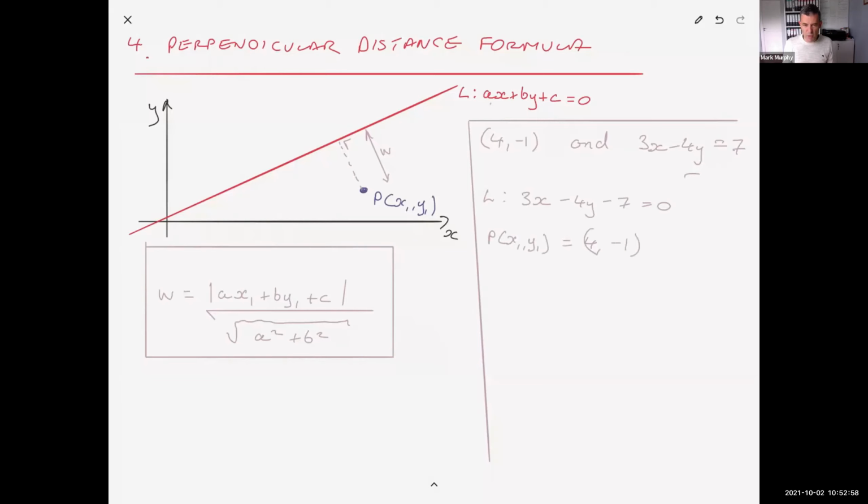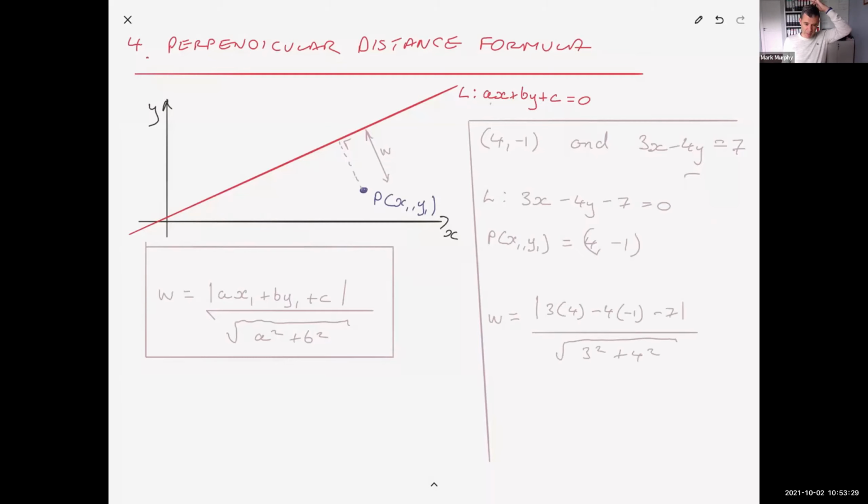That's important, to just write the equation in the same format as the general equation. So then we can write down that our distance W is equal to, still exactly like that, 3 times 4 minus 4 times, and y1 is -1, -7, all over the square root of 3 squared plus 4 squared.